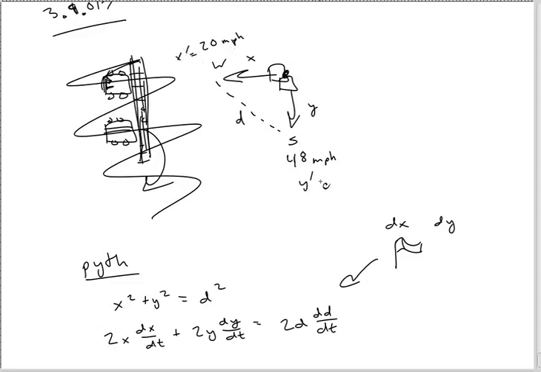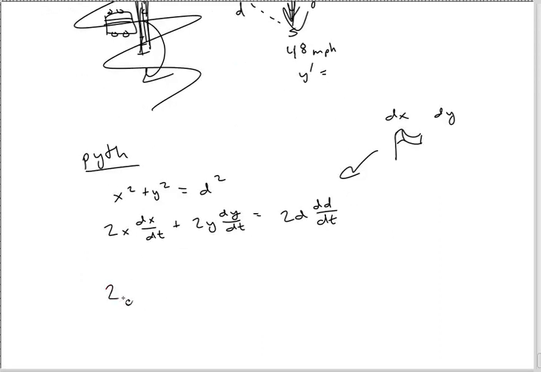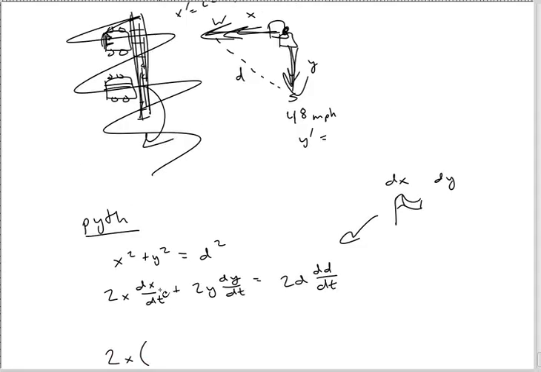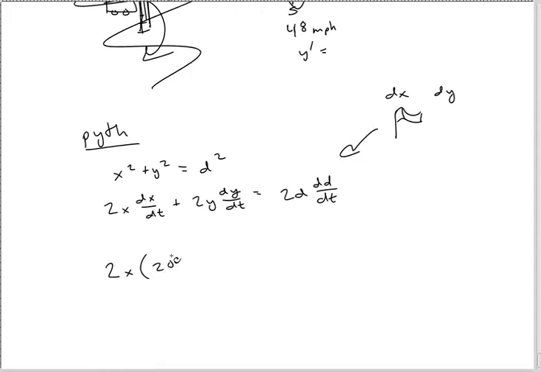And I'm going to ask you, are these positive or negative? And you're thinking, oh, they're both going negative. Well, no. They're both making the distance increase. So this is more x and more y, so positive and positive. So you're going to have a positive 20 here. You're going to have a positive 48 here. And what they're wanting is the dd/dt. This is the goal that we're trying to find.